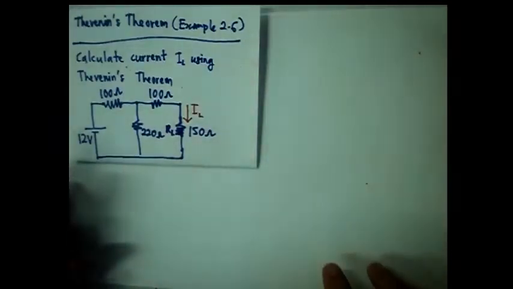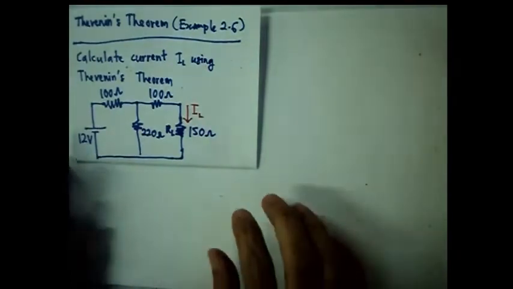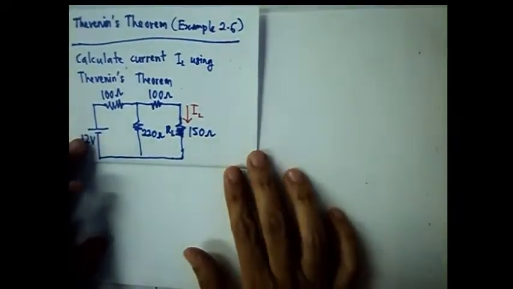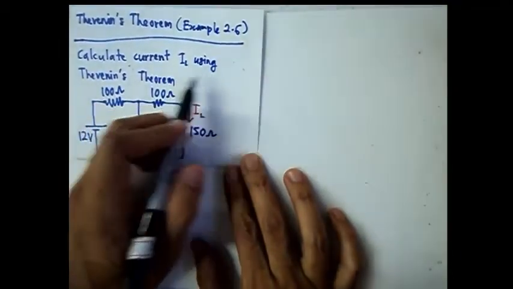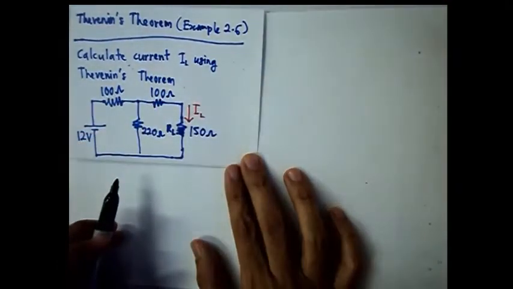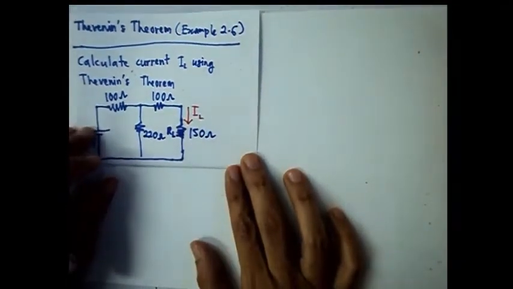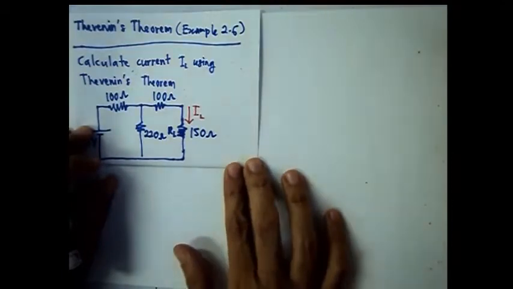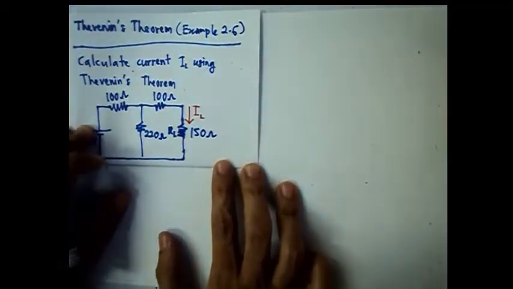In this video, I will show you the step-by-step solution of example 2.6 on the topic Thevenin's theorem. Look at the question here. Calculate current IL using Thevenin's theorem. Below is the circuit, and now I will show you how to determine IL by using Thevenin's theorem.